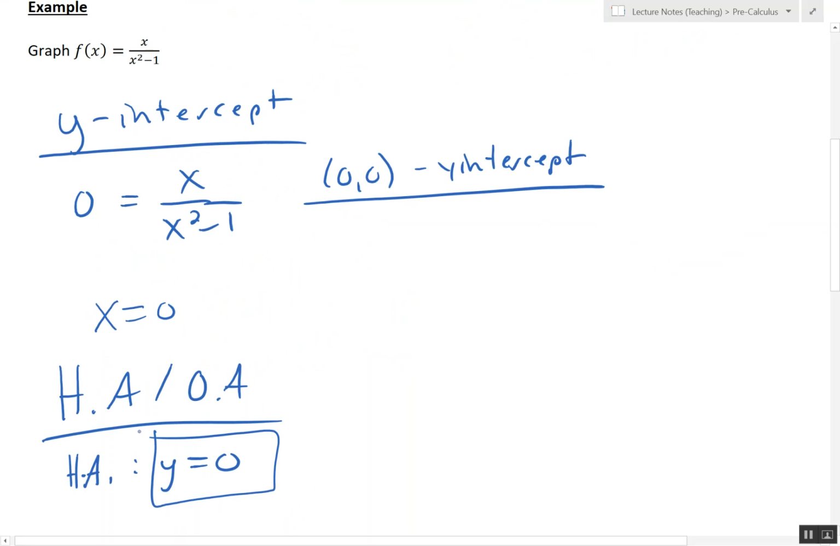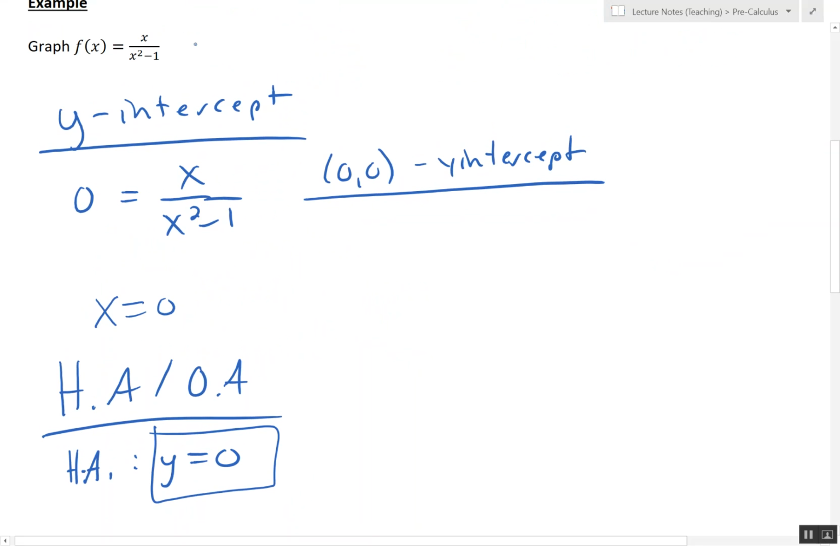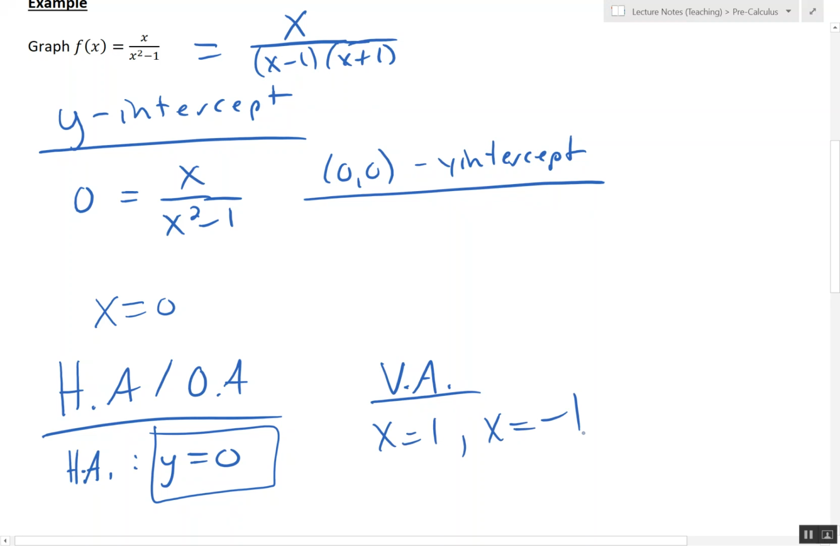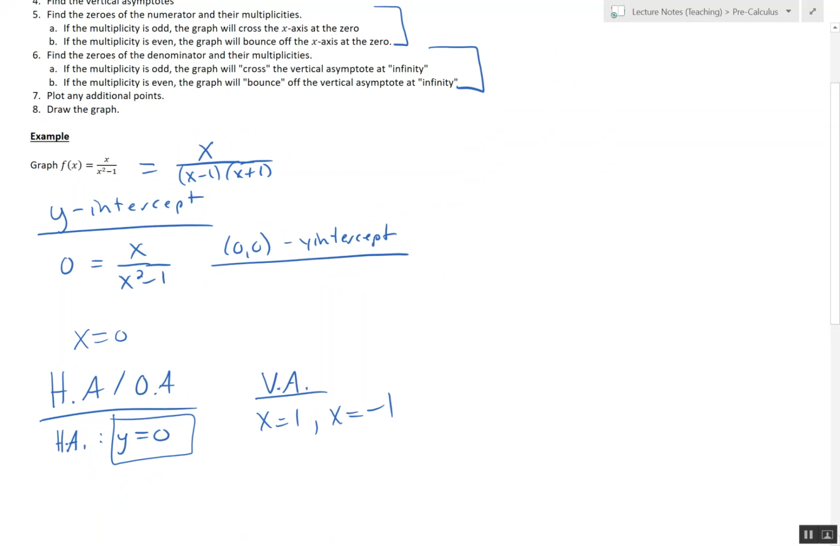So now we need to completely factor this. So if we completely factor this, well, the numerator is completely factored, so we'll just get x minus 1, x plus 1 in the denominator from factoring a difference of squares. So our vertical asymptotes correspond to the zeros. So we'll get x equals 1 and x equals negative 1. And then let's zoom out a little so we can keep all the information on the one page.